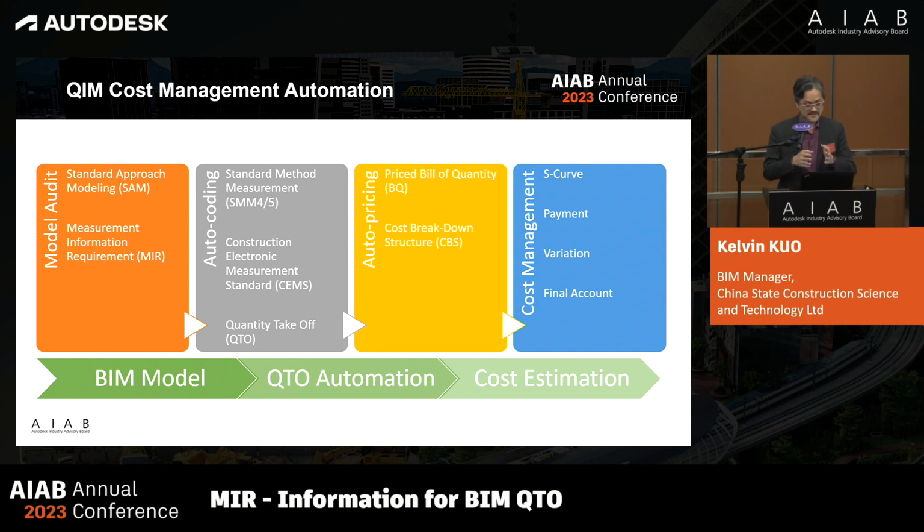And then the most important thing is what we do for the cost management. Because we have the source, we have the information, we can do it for the cash flow estimation, the S-curve, we can do the payments, we can do the variations, we can do the final account, we can do procurement, we can do subletting, we can deal with the e-contract. So everything is under the AI, under the automation. So I suppose it should be the way we go for it.